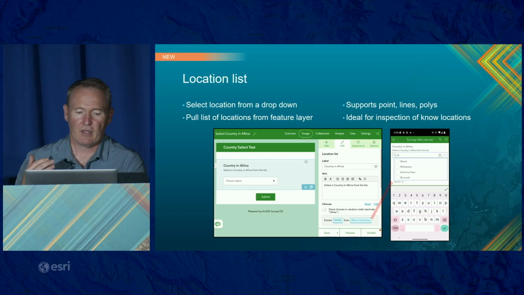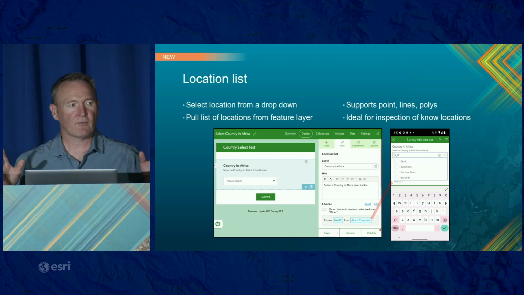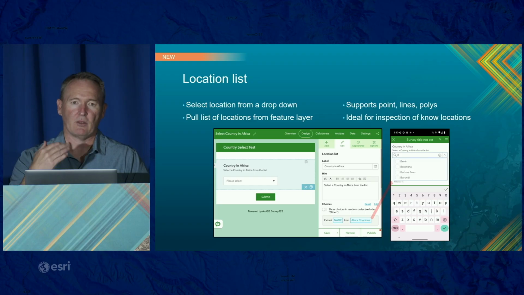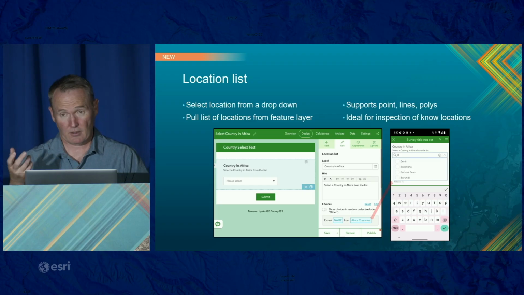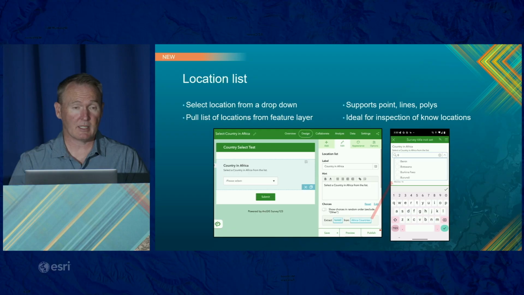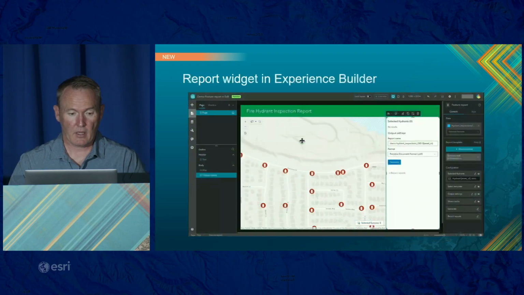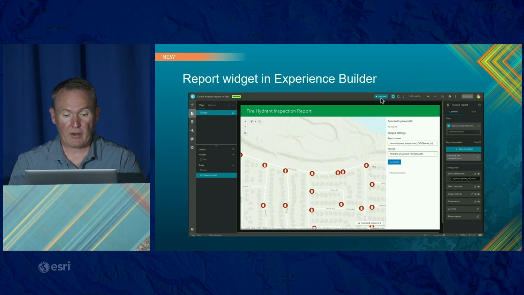You're pulling from a feature layer to pull in these locations, and it can support points, lines, and polygons. This is really ideal for maybe doing an inspection of a known location. You just want to have a dropdown, select it from a list, but that geometry, that location, does get sent back into the feature layer. It was already known, you don't need to capture it again. So that was brought into the web this last year, as well as in Experience Builder.